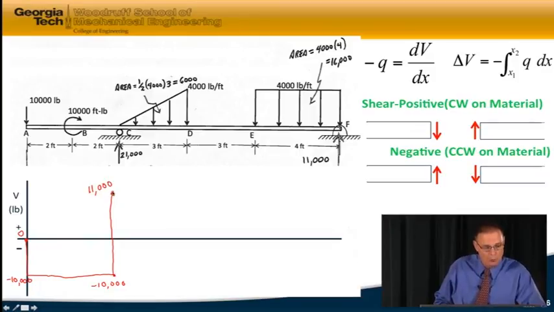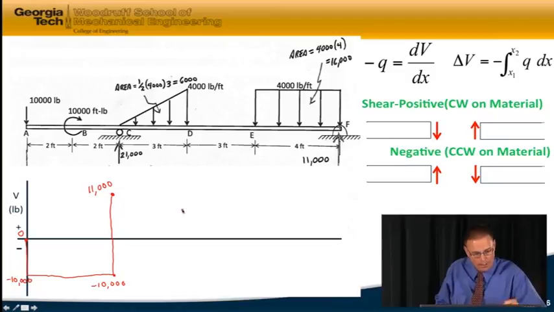And then we're going to go from point C now to point D. During that interval, we know that the change in shear is going to be equal to the area under the load curve. And I found the area under the load curve. It's just a triangular area. And the total load under the area under the load curve is going to be 6,000 pounds. So we know that at point D, the shear force is going to be 6,000 pounds less than 11,000, or that'll be 5,000 pounds.